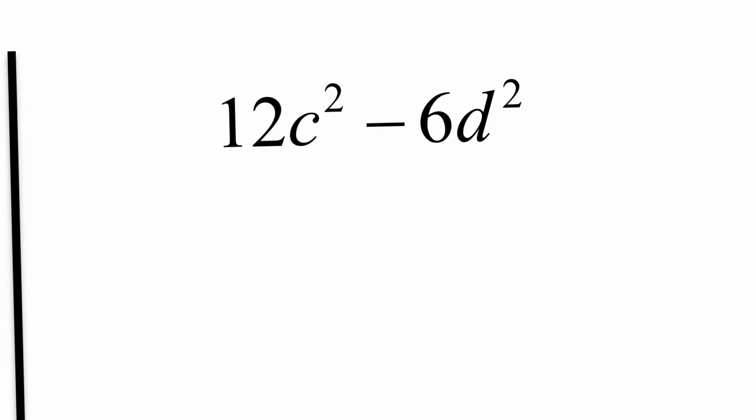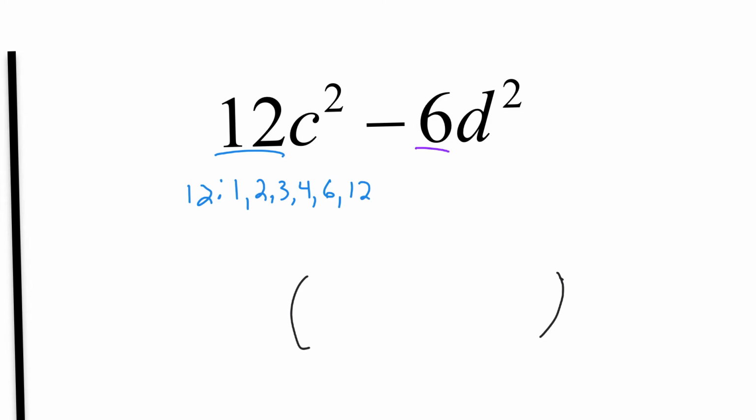So first, let me put the parentheses so we know that we are going to multiply something. I'm going to look for the common factors of 12. 12, I know that's the 1, the 2, the 3, the 4, the 6, and the 12.